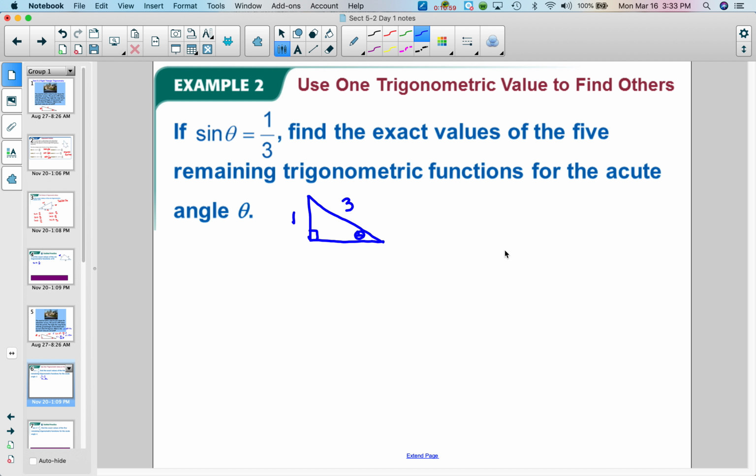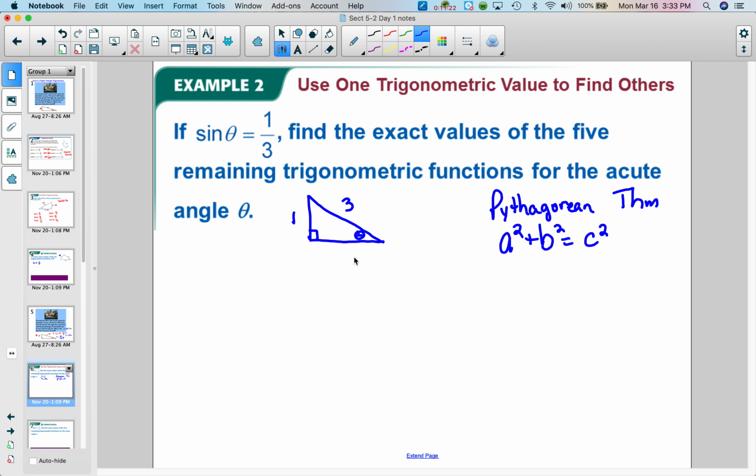But I have to figure out the other side. And we didn't review this. We probably would have if we had been having class. You're going to need to use the Pythagorean theorem to find the other side. So hopefully you all know that. A squared plus b squared equals c squared. Well, in this case, we know the c squared and one of the sides.